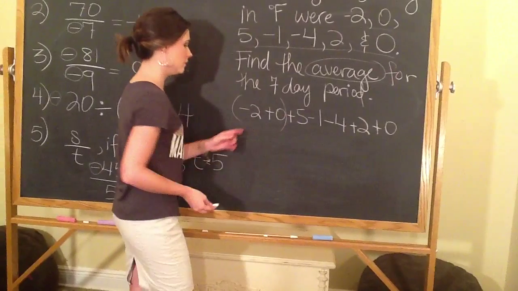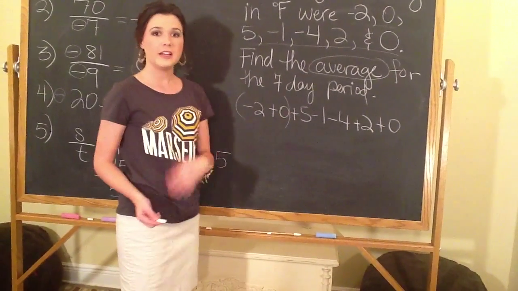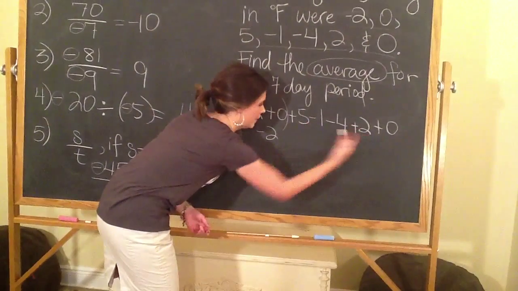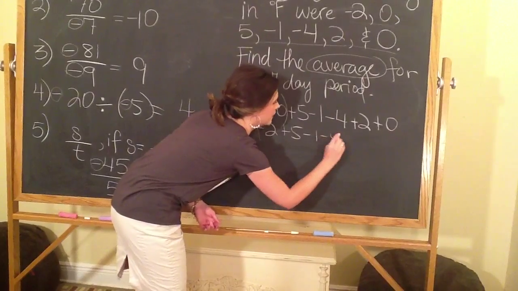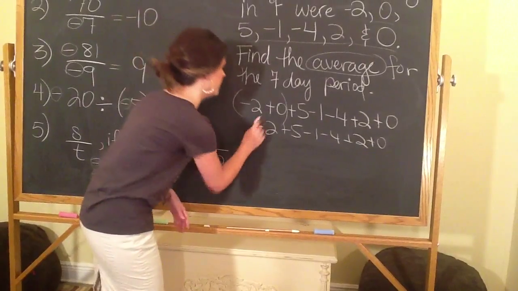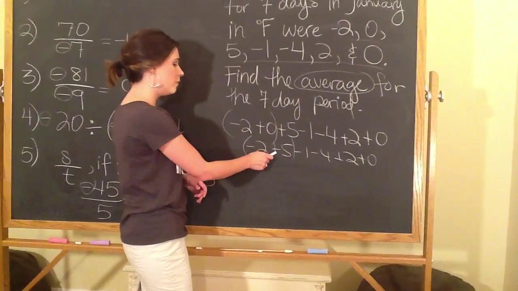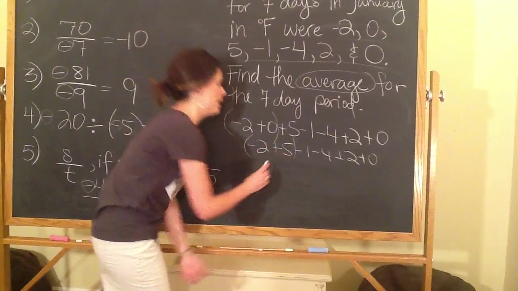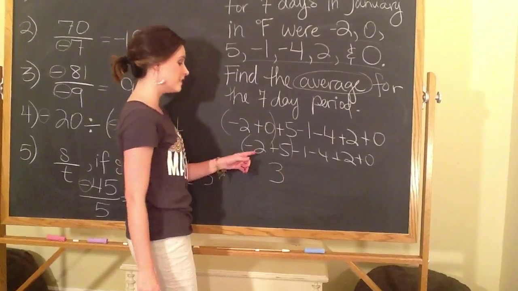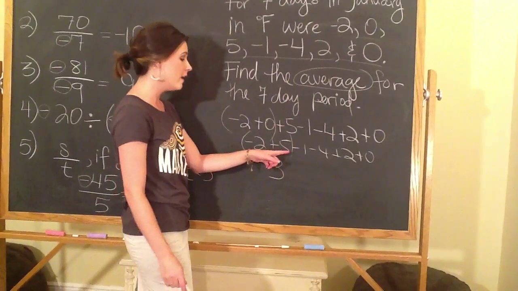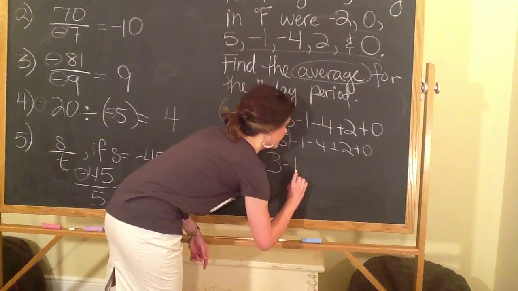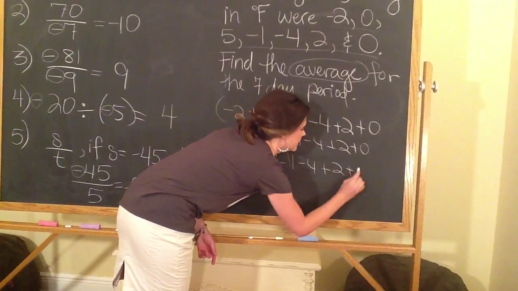We'll look at these first two. We have -2 plus 0. If you're adding 0 to anything, you just keep that number. So we have -2, then let's add on the rest: plus 5, minus 1, minus 4, plus 2, plus 0. Let's move to the next two numbers. If we have -2 plus 5, it will give us a positive 3, because the absolute value of 2 is smaller than the absolute value of 5, so we take the sign of our bigger number, which is 5. So it'll be positive 3, minus 1, minus 4, plus 2, plus 0.